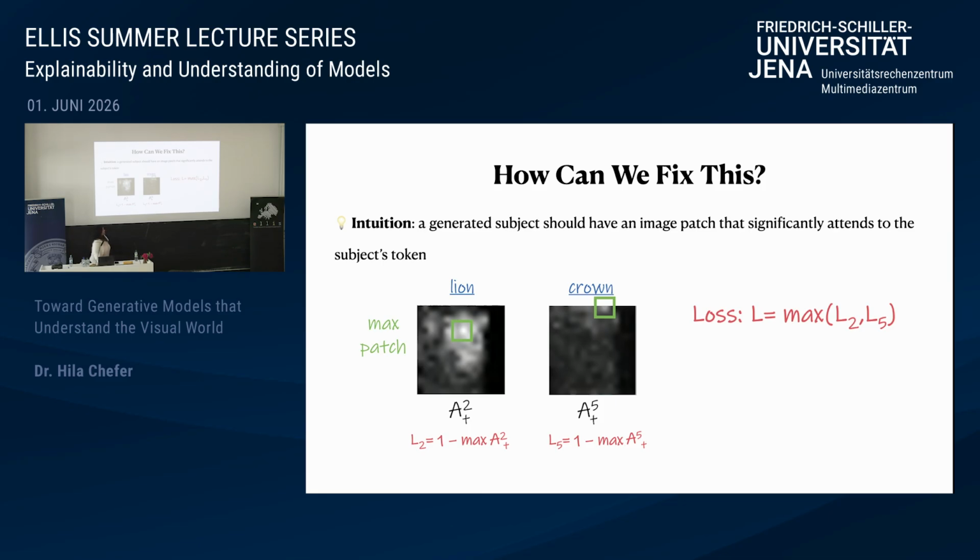This is the loss that we're optimizing, the maximum over all the nouns in the sentence. So let's take the maximum over L2 and L5 and just do a gradient descent step. So we're optimizing Z_T, we're optimizing the latent such that the most neglected token, crown, gets attention somewhere in the image, okay? This is just a translation of what we observed from the heat maps to a loss term.